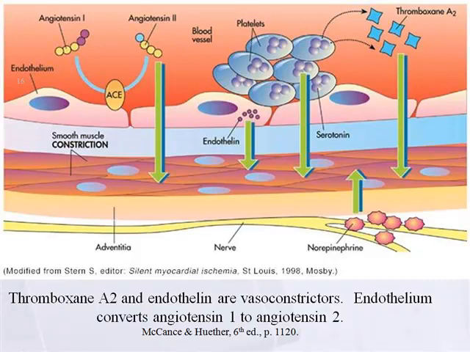So here's just some of the things that are happening. Here's the endothelium. We see smooth muscle constriction. Here's angiotensin 1 and angiotensin 2, which are having vasoconstrictive effects on the blood vessels. Platelets coming to the site. And norepinephrine stimulating the sympathetic nervous system. So a number of chemical mechanisms happening here.